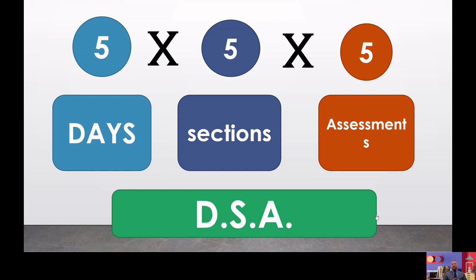5 days, 5 sections, 5 assessments. D is days, S is sections, and A is a short form of assessments. So 5 times 5 times 5, I mean the schools of 5 days a week. So days, sections, assessments, D.S.A. Still, what is it? May you clarify this again in detail and be more specific? Yes, I will. Be with me again.